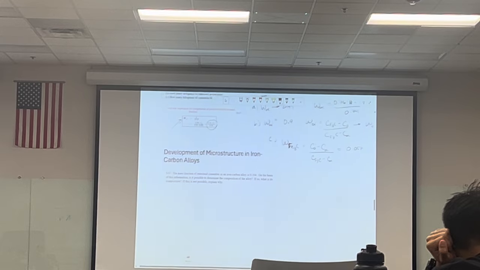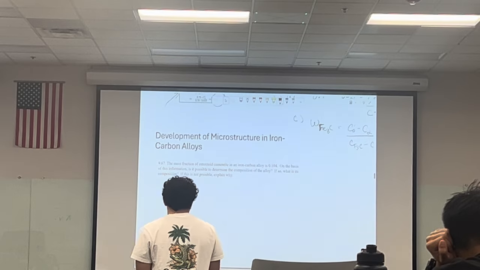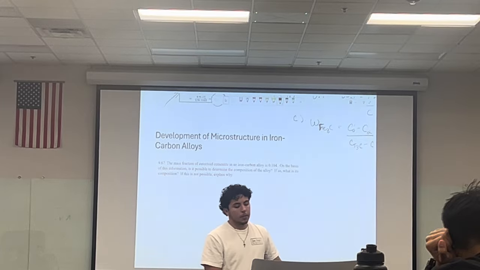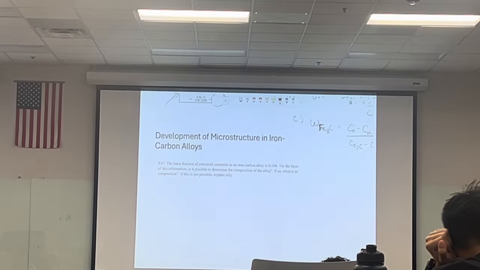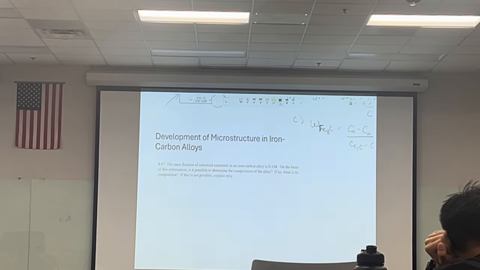And then very quickly, let's try to do this one. This one is saying the mass fraction of the eutectoid cementite in an iron-carbon alloy is 0.14. On the basis of this information, is it possible to determine the composition of the alloy, and if so, what is the composition, and if it's not possible, explain why.